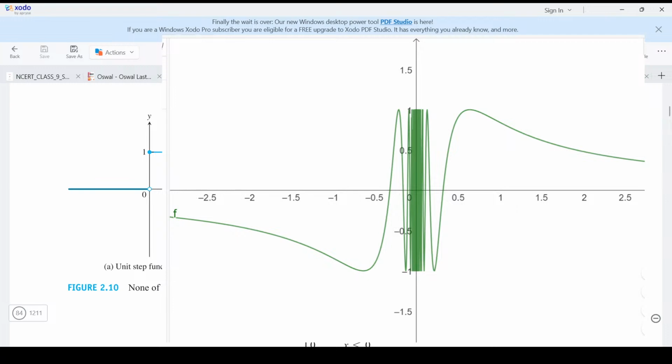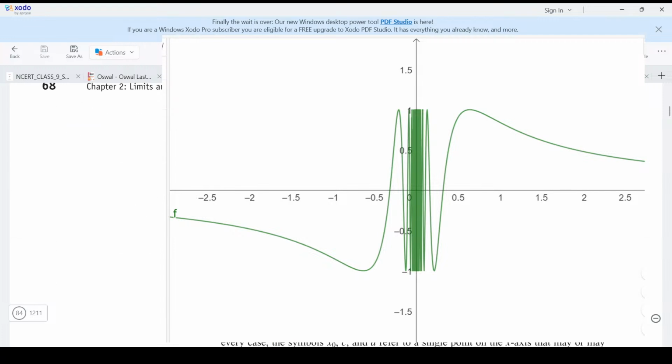Agreed? Here also at 0 it does not exist. Here also at 0 it does not exist. Here also it does not exist.